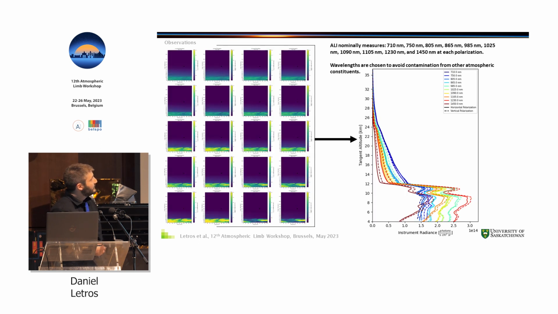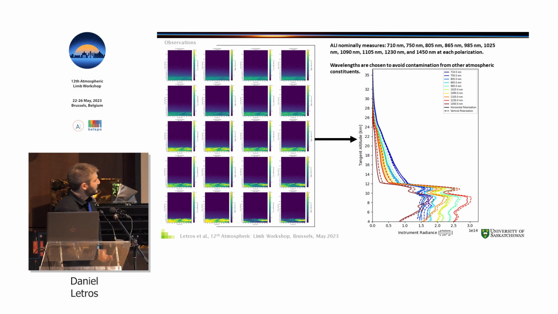So LE nominally measures at these 10 wavelengths up here, ranging from 710 to 1450 nanometers. This range of wavelengths we decided to measure is basically just to avoid contamination from other atmospheric constituents. But LE measures each of these wavelengths, and it measures one polarization state right after the other. And we aggregate all these images, and we produce these radiance profiles. And these radiance profiles are what we feed into the retrieval.